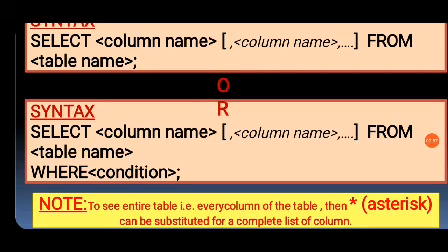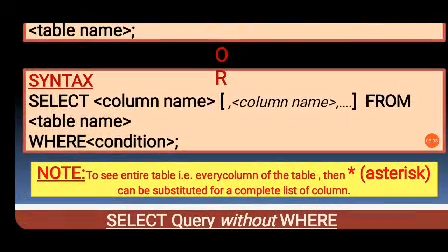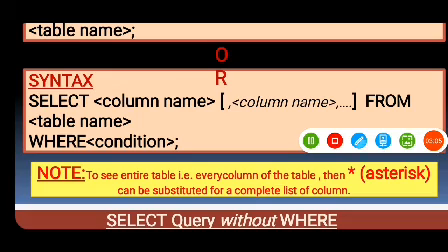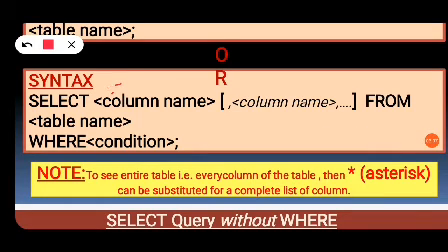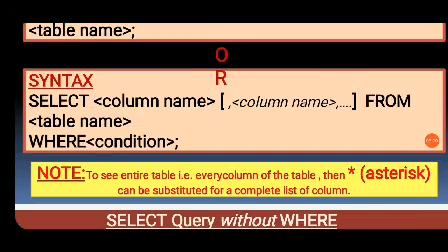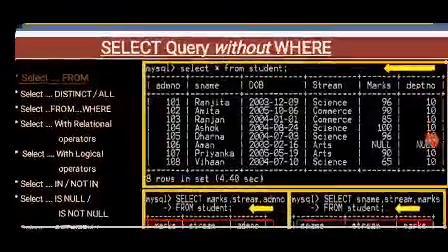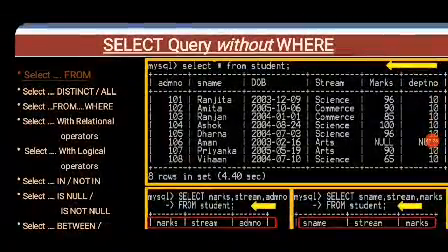And if you want all the fields to be retrieved, then you can use a star. In place of the column names, you can just write a star. So select star from table name where condition, that will serve our purpose. Now let us see the example: select query without where condition.